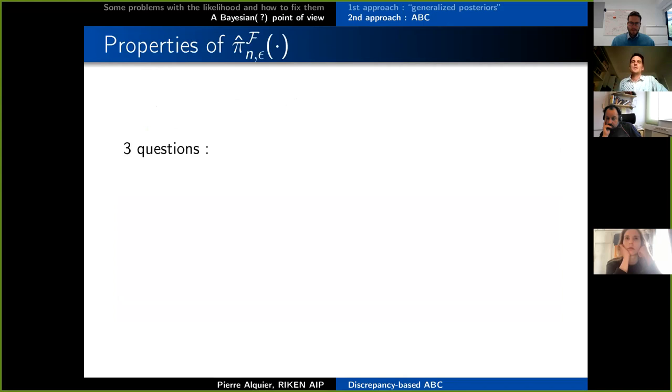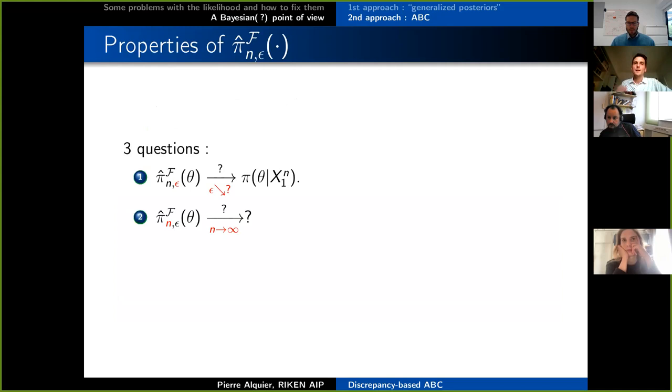So essentially, we decided to study three questions. First, if epsilon goes to zero, does it become closer and closer to the original posterior, which is the initial motivation of ABC? Also, what happens when n tends to infinity? But probably more interesting than the second one is the case where, in practice, you will never take epsilon equal to zero. Of course, you will take epsilon as small as possible to keep efficient computations.